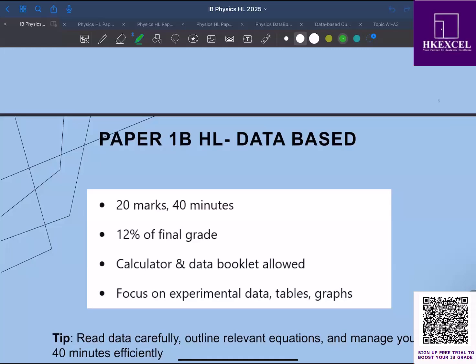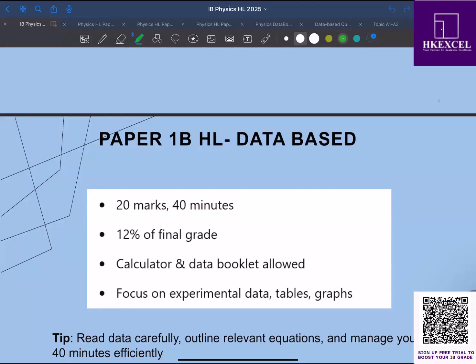Here, you are given 40 minutes, and it's going to be 20 marks in total. It's worth 12% of your final grade. Again, calculator and data booklet are allowed. Primarily, database questions are based on experimental results, graphs, or tables.